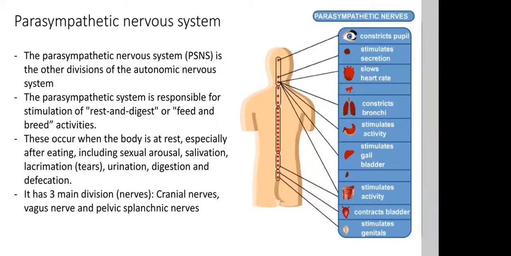Can we please move on to the next slide, the parasympathetic nervous system?